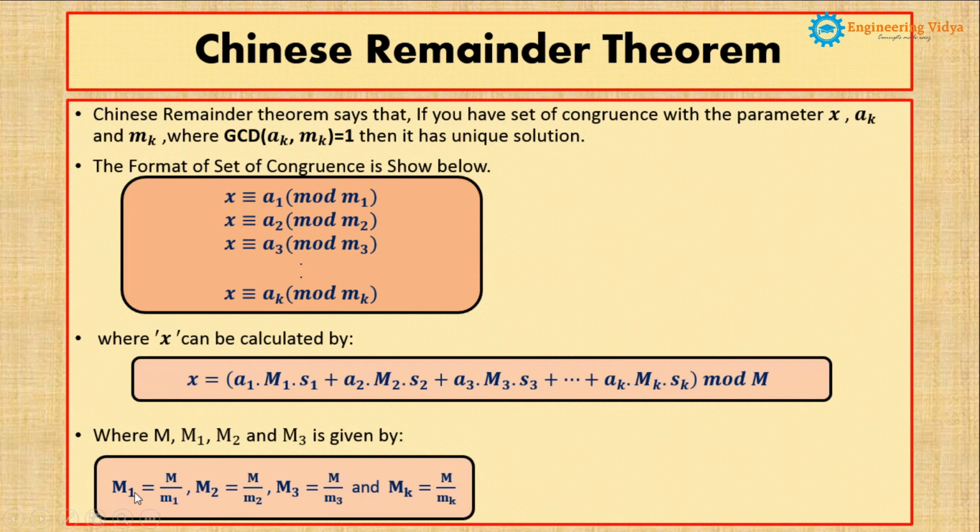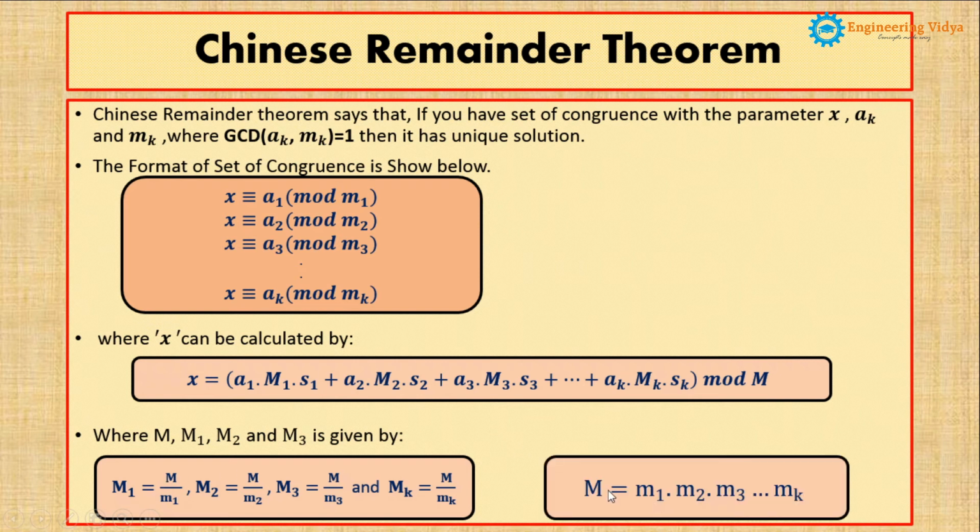One more parameter is there. If we want to calculate capital M1, then we should have the value of capital M, and capital M can be calculated with the help of the formula. Capital M is equal to m1, m2, m3, up to however many m we have, all multiplied together. Accordingly we get capital M, and from capital M we can obtain capital M1. Similarly we can find capital M2, capital M3, and capital Mk.